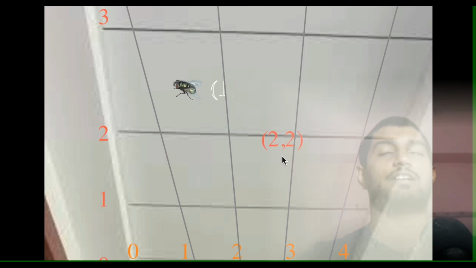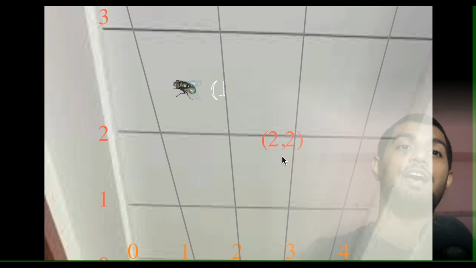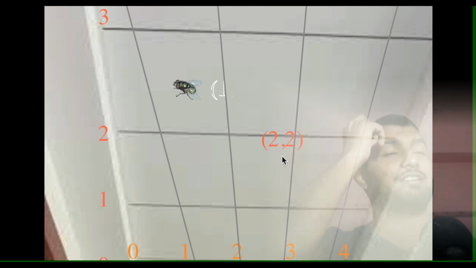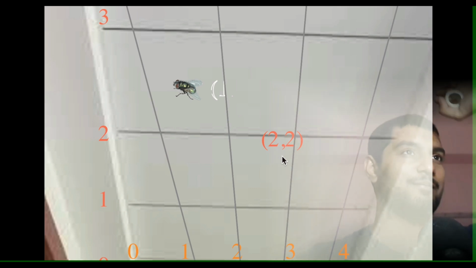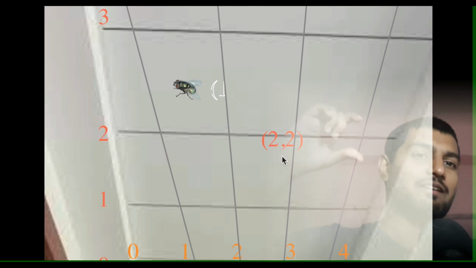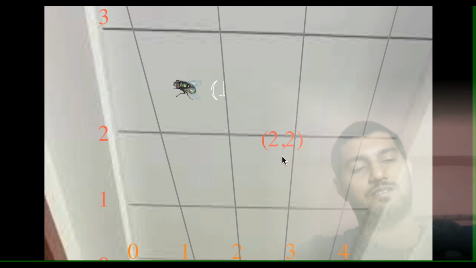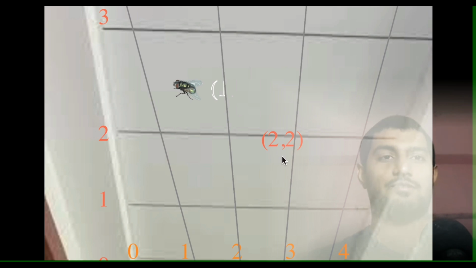So this is something I could tell my friend who is on the other side, in the other house. I could shout from here, hey, the fly is at 2 comma 2, and he said, what is 2 comma 2? So then he will say, just draw imaginary lines with this separation between them, approximately this distance, and then you will know the location of the fly. So this actually helped us visualize the location of the fly.